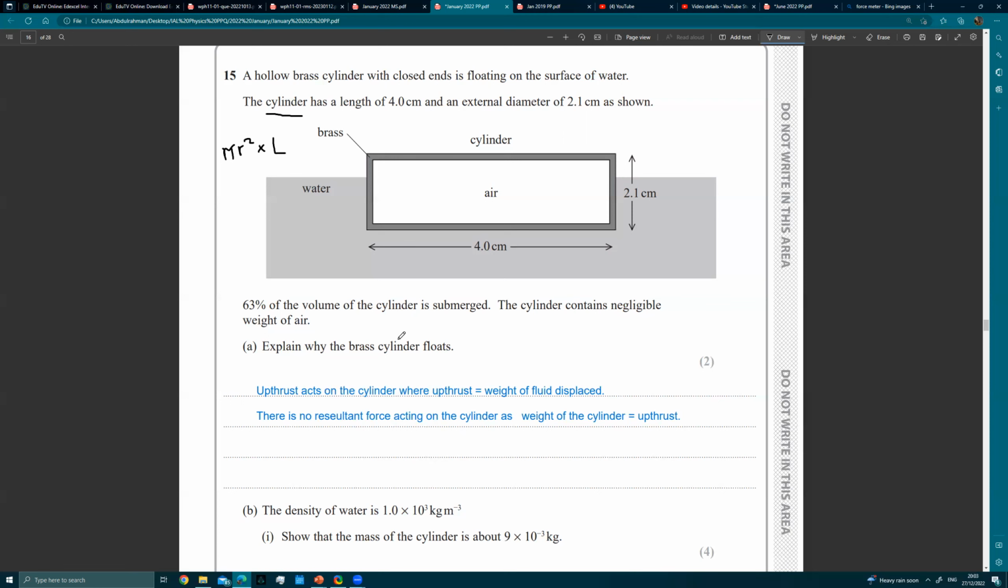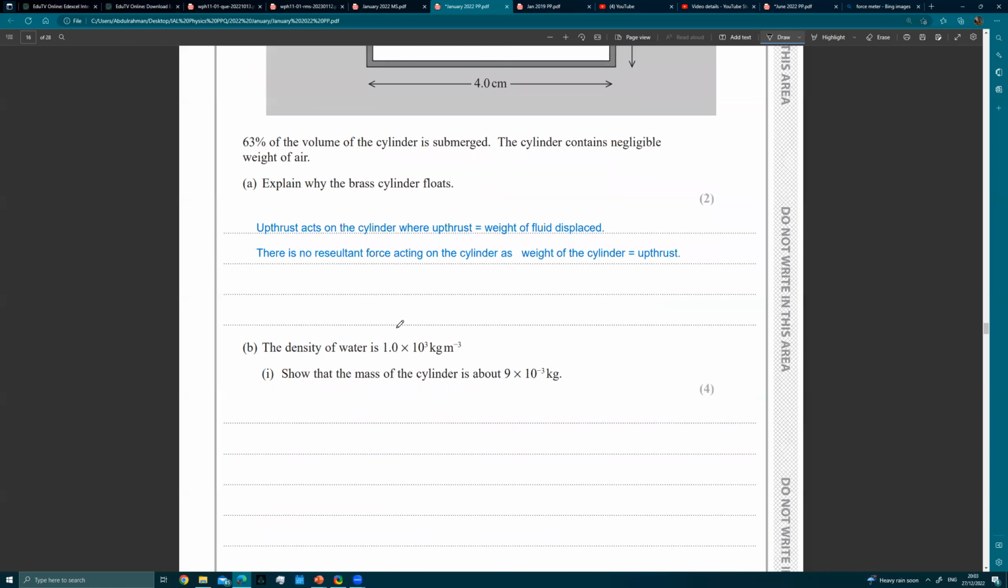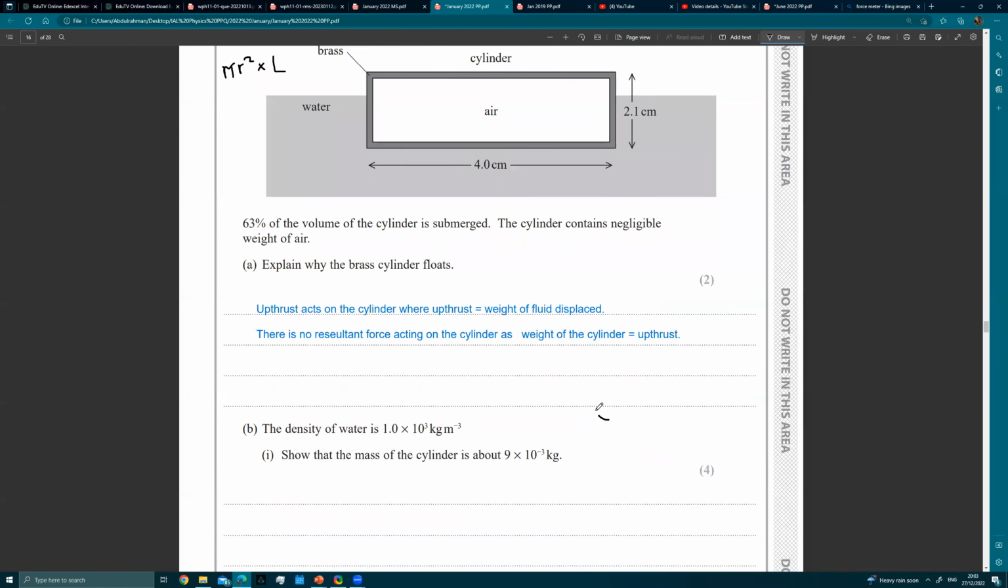Any progress? So I know how to do it, I'm just not getting the right answer. Okay, tell me what you did. Because we know that the up thrust equals the weight, right? So what I did was I worked out the up thrust first because they gave us a density of water. So it was 1. Good.